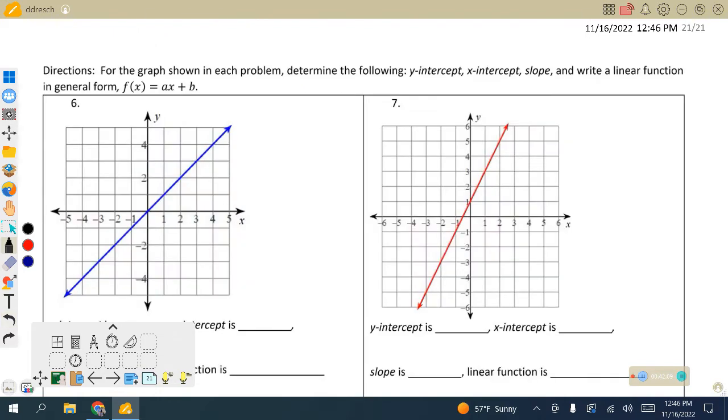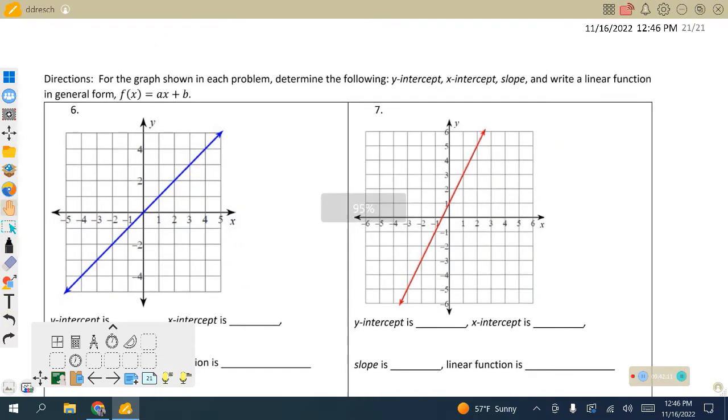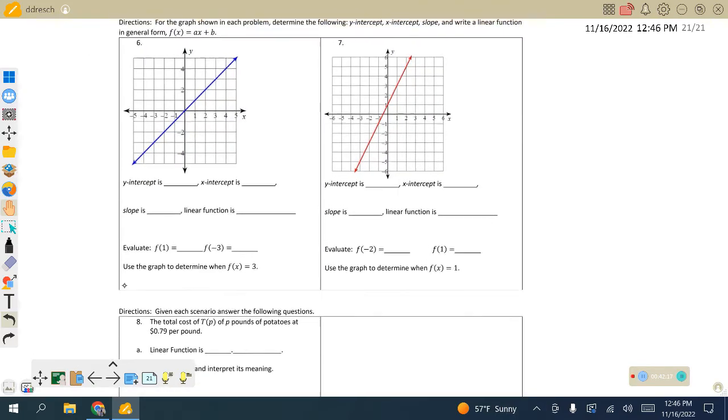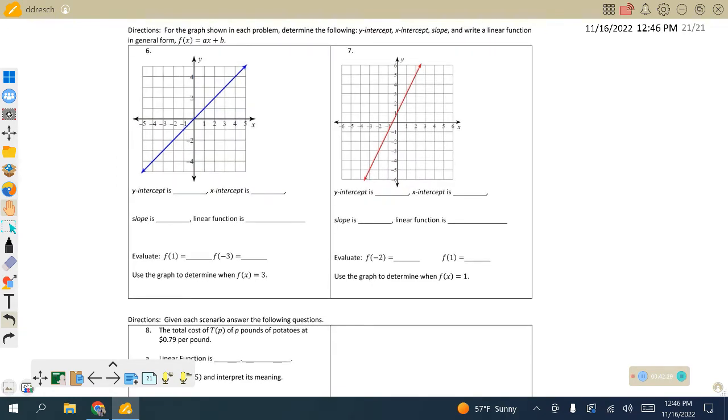We'll flip it to the back side. Anything special happening on the back side? Number 6. Let's take a look at number 6 here. We saw this one yesterday. We've already seen this in pieces. Let's bring it all back together again. Okay, the quick and easy answers: x-intercept, y-intercept, the slope, and what's the function? Those are the boom, boom, boom ones.